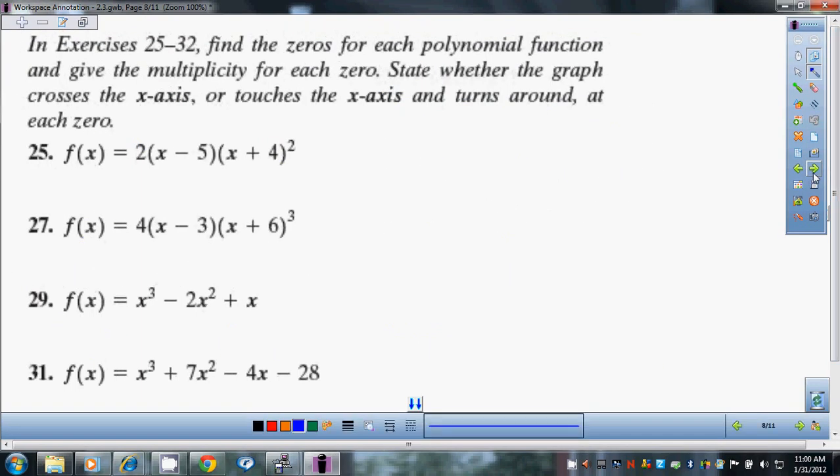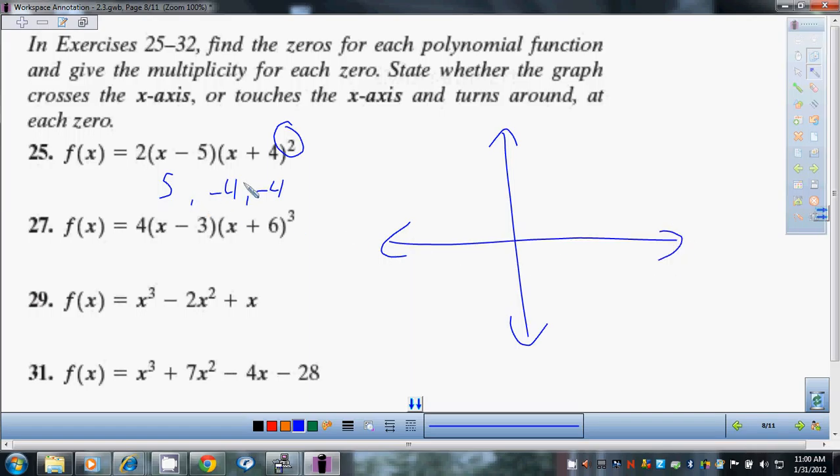Alright. Find the zeros for each polynomial function. Well, this is actually very similar to what we've been doing. So, what's going to make this part 0? What's going to make this part 0? Negative 4, and negative 4 is occurring twice. Why is that important? Because if I asked you to graph this, here's what you would need to do.